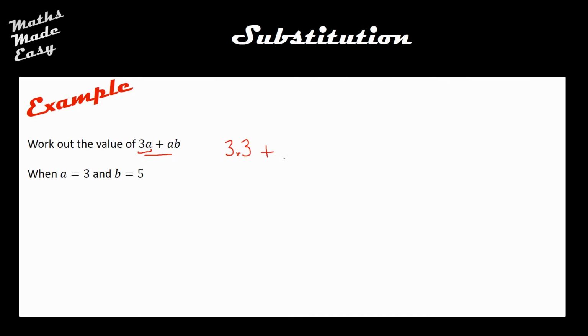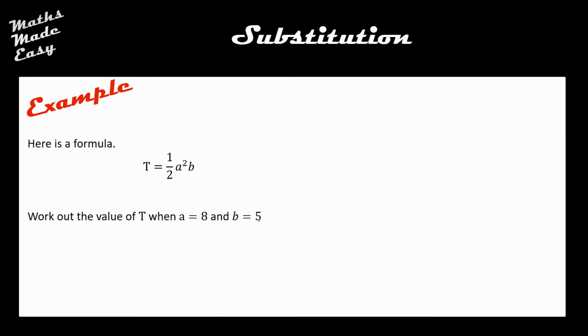And that's being added to whatever a is, which I now know is 3, and whatever b is, which I now know is 5. Now again, just like before, I'm going to add in a little times sign so that I know it's not 35. So that's my substitution complete. Now I can move on to evaluating it. 3 times 3 is 9, and 3 times 5 is 15, and adding the two of them together gives me 24. So the value of that when a is 3 and b is 5 is 24.